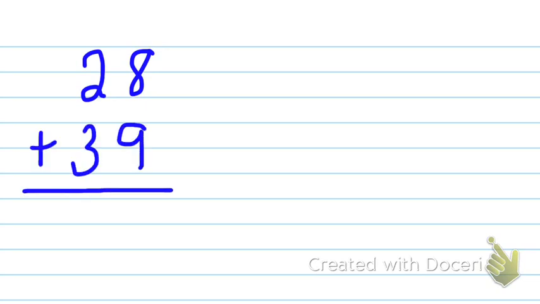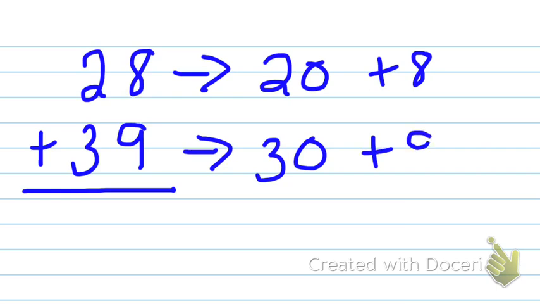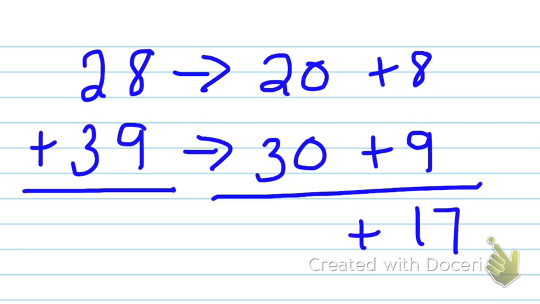And the last strategy that we learned was expanded form. 28 plus 39 is 20 plus 8, 30 plus 9. 8 plus 9 is 17. 20 plus 30 is 50, so our answer was 67.